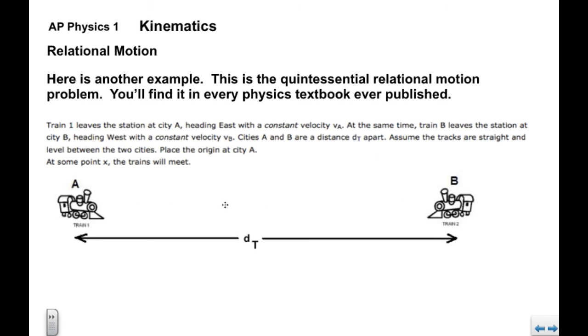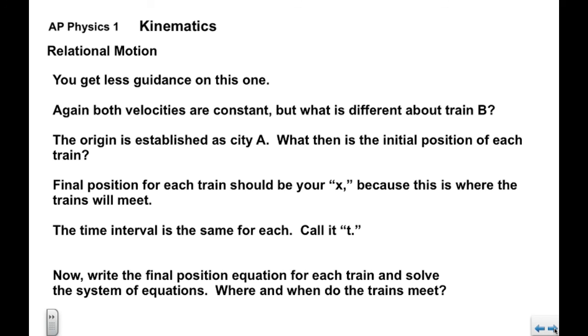Well, we're going to put the origin here, at city A. And again, at some point in between, the trains are going to meet. We don't know where it is, but that's our job. So I'll give you a little less guidance on this one. Again, both velocities are constant, but in this case, what's different about train B? Think about its direction.